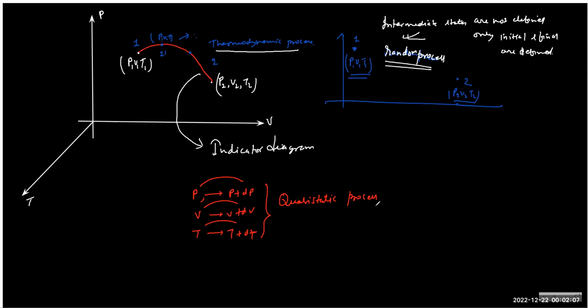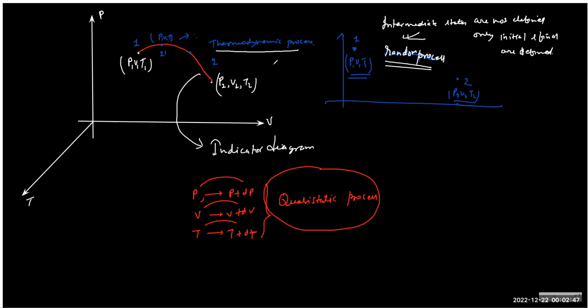Quasi means almost. Almost stationary. So quasi-static looks like static, but it is changing. That's why the word quasi has come into the picture. So every well-defined thermodynamic process is which process? Quasi-static. Every thermodynamic process in nature is by default a quasi-static process. Anyway, the idea of state is clear.